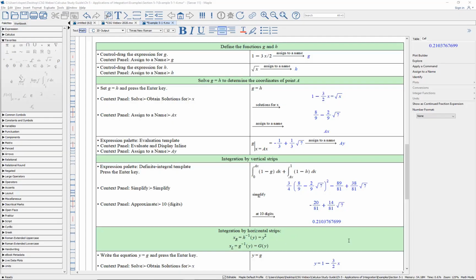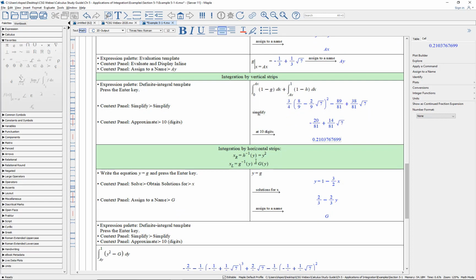To integrate by horizontal strips, you have to express the left and right boundaries as x is a function of y, and so you need the inverse functions. I've done it here by inspection. To do it in Maple, set y equals the expression for g, and you want to solve this for x. So you saw how to solve for x. You get this, and I gave it the name big G. Little g, big G.